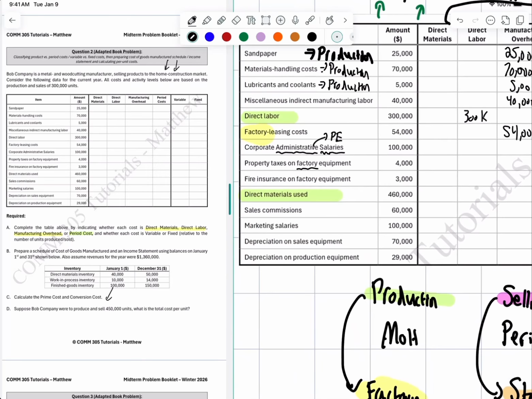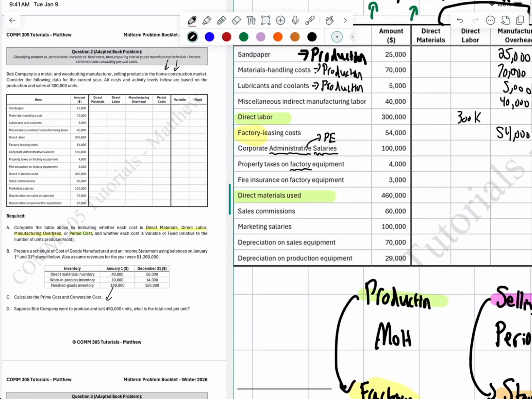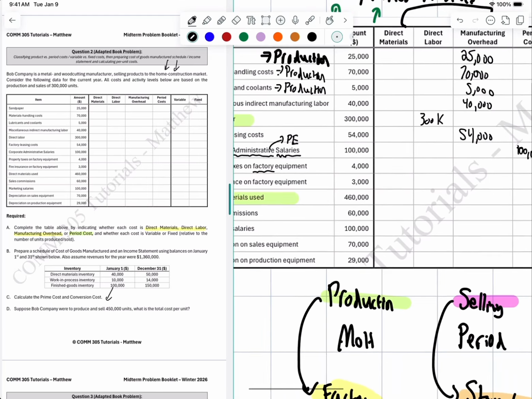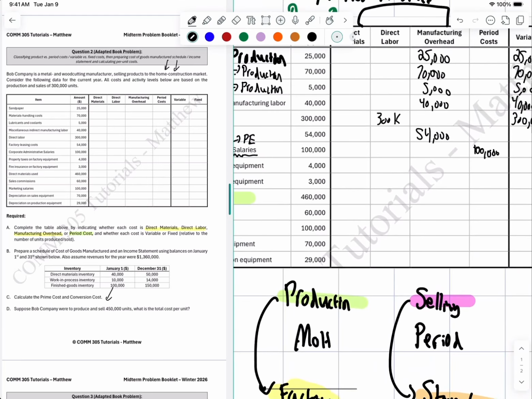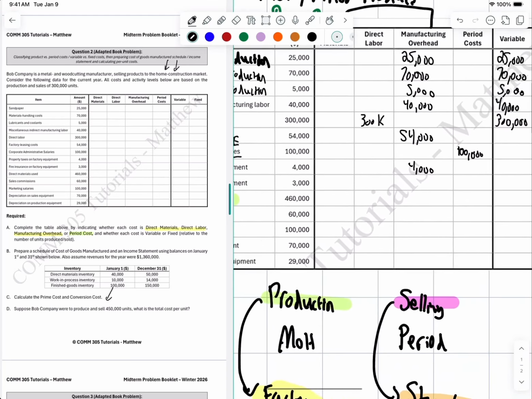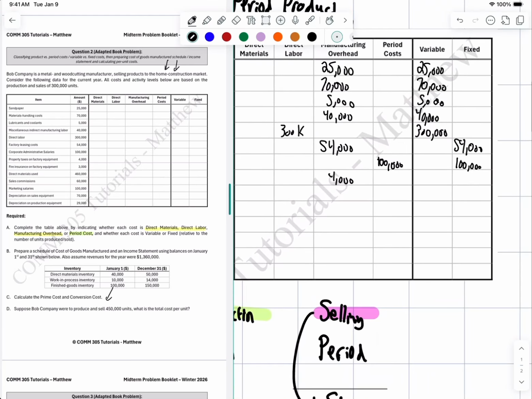So guys, factory, we know it's going to be a product cost because it's related to making your product. And guys, property taxes is not DM or DL. So I'm going to put the 4,000 here under overhead. Okay, next, property taxes. Is it variable or fixed? Now, some of you are going to think, well, Matthew, property tax must be variable. It is not. It's actually a fixed cost, right?